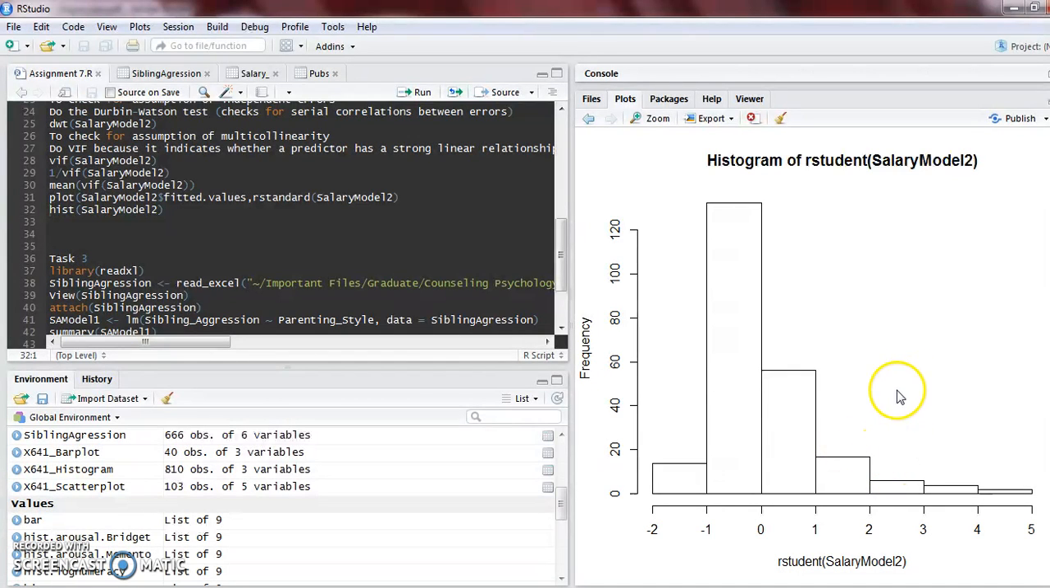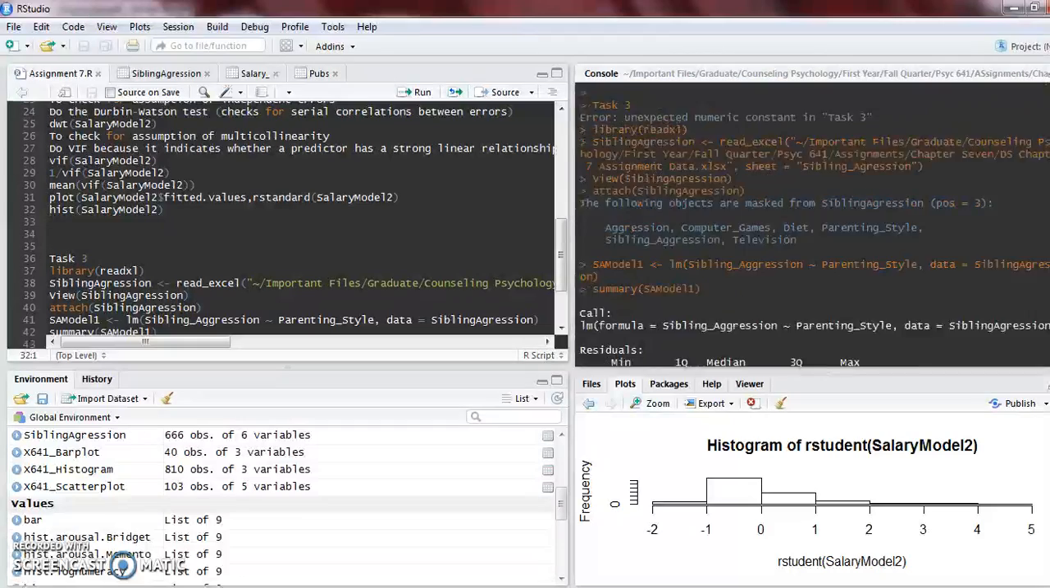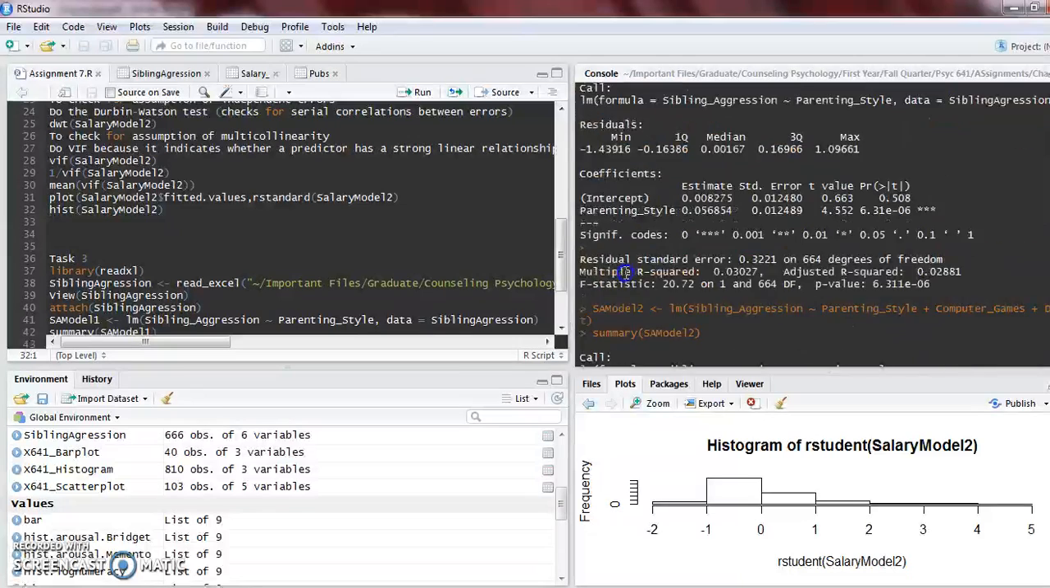Anyways, looking at our histogram, we can see that it's skewed. It just doesn't look like a normal distribution. So essentially our model violates some assumptions, which really sucks. But nonetheless, I'm not going to cry about it. We're going to move on. So now, I'm just going to scroll up because apparently it looked like it did everything. Yeah, it did. Sweet. So I don't have to run that.